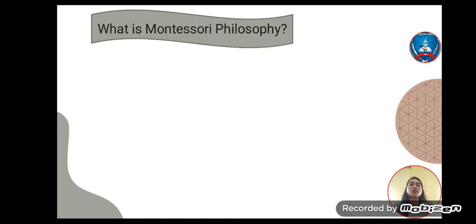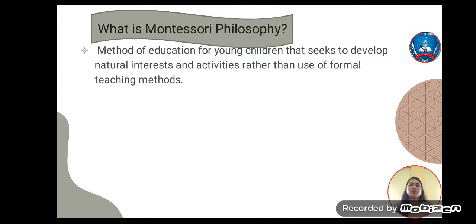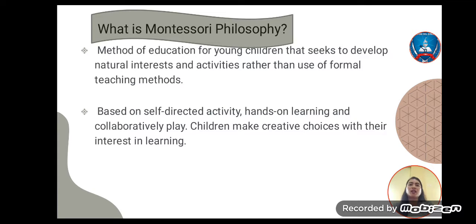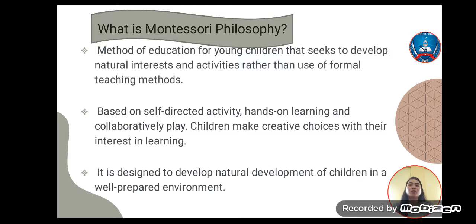Okay, so what is Montessori philosophy? It is a method of education for young children that seeks to develop natural interests and activities rather than the use of formal teaching methods. Montessori has its beliefs and ways in the learning of children because formal teaching methods most likely have lectures, homework, and supervised classwork. It is based on self-directed activity, hands-on learning, and collaborative play. Children make creative choices with their interest in learning. It is also designed to develop the natural development of each child in a well-prepared environment.